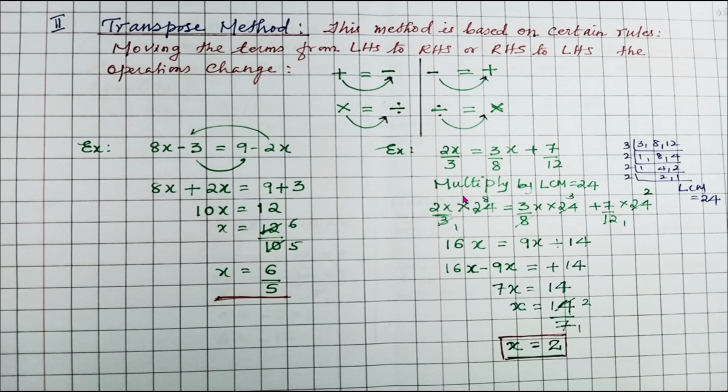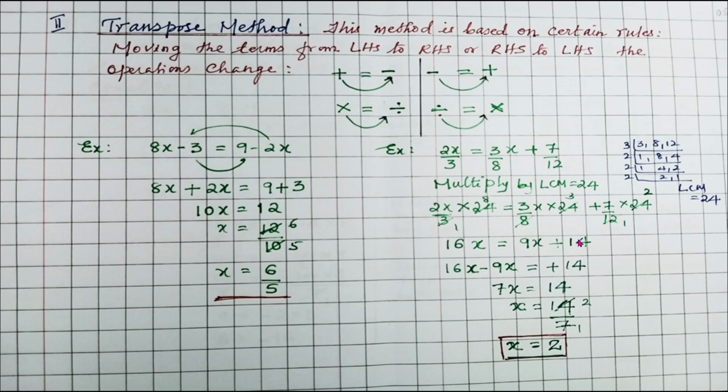Let us take one more example. 2x divided by 3 is equal to 3 by 8x plus 7 by 12. Now first of all we have to reduce this to standard form. So for that what we do is find the LCM of 3, 8 and 12, and it is 24. Multiply every term, each term, by 24. So 2x by 3 into 24, 3 by 8x into 24, 7 by 12 into 24. Simplify it: 3 eights are 24, 8 twos are 16x, 8 threes are 24, we have got 3 into 3, 9x, 12 into 2 is 24, 7 into 2 is 14. So this is the equation that we have got.